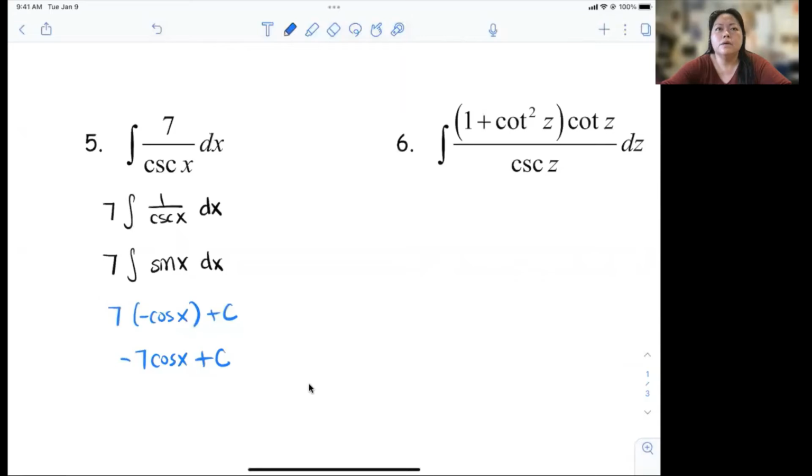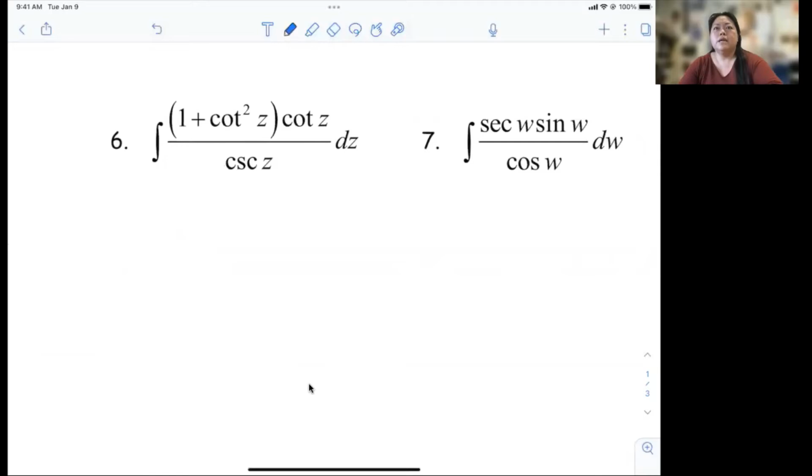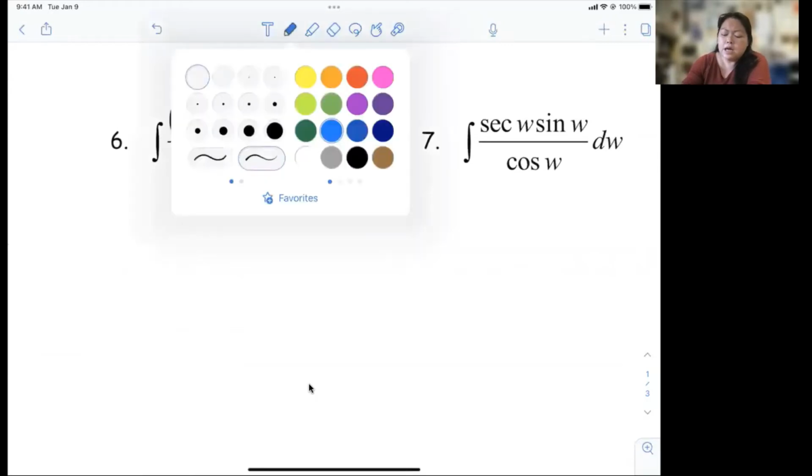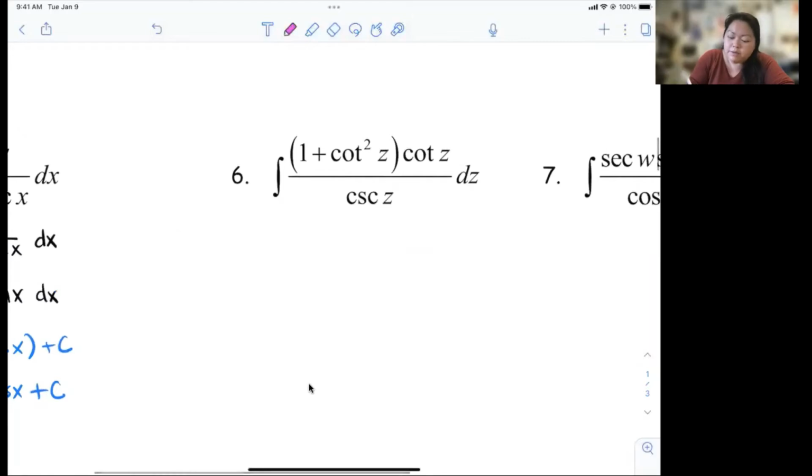Okay. Next, what about this problem here? You have 1 plus cotangent squared z times cotangent z, over cosecant z. That's a little bit weird, so let's see if we can clean this up. If you remember back in trig, there is a Pythagorean identity. The one I always memorize, because I don't take time to memorize all of them, is sine squared theta plus cosine squared theta equals 1.